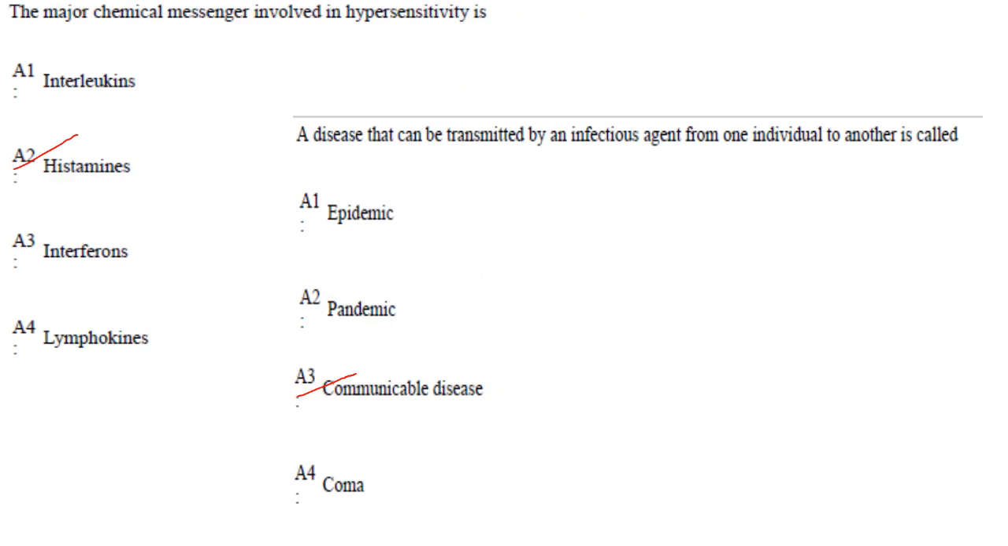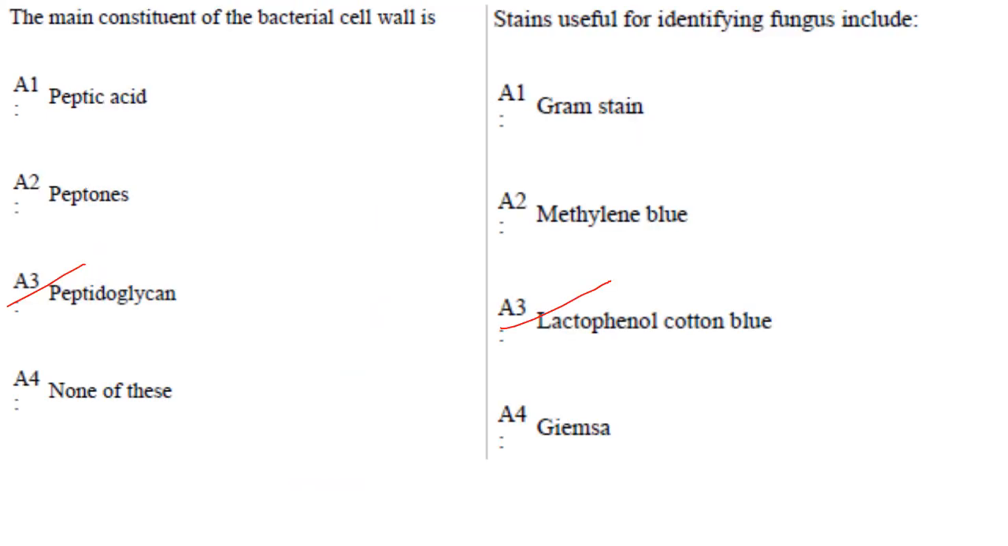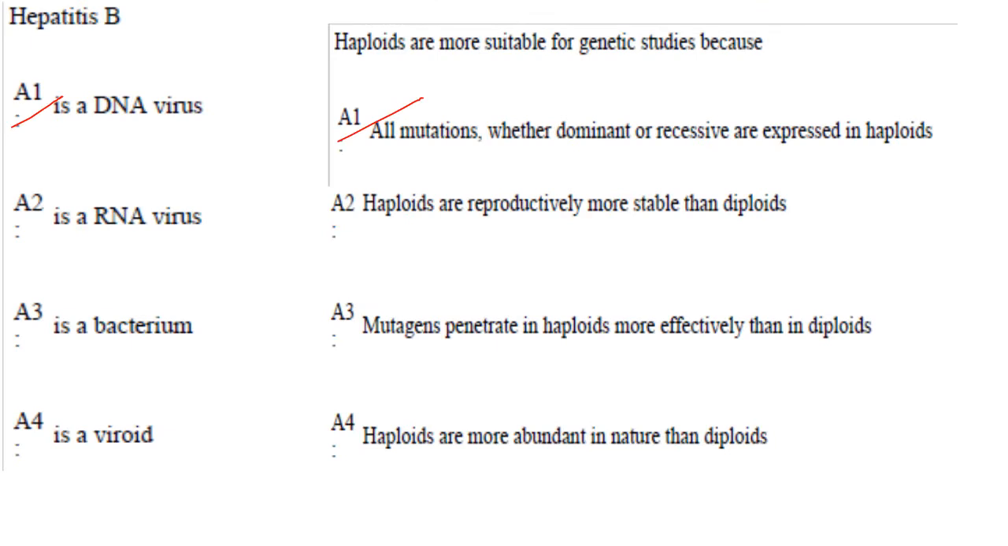The next one. The major chemical messenger involved in hypersensitivity is histamines. Answer is option 2. A disease that can be transmitted by an infectious agent from one individual to another is called as communicable disease. Then next one. The main constituent of the bacterial cell wall is peptidoglycan, A3. Stains useful for identifying fungus include lactophenol, cotton blue, A3. Then hepatitis B, it is a DNA virus, A1 is correct.